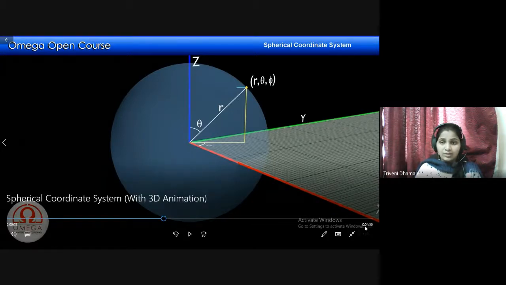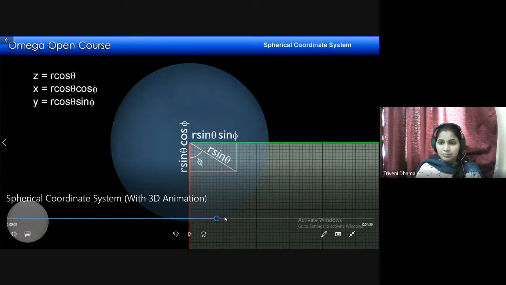X-axis, y-axis, z-axis. These are the basic planes. In that we have to consider this sphere. These are the tangentials.